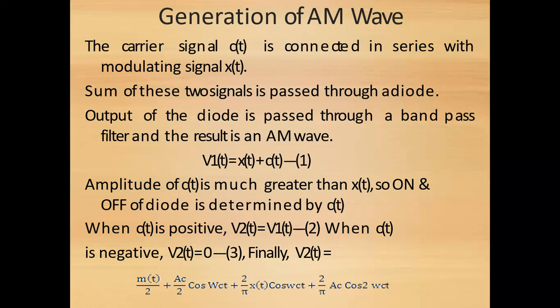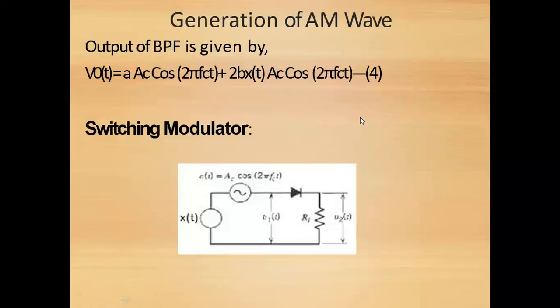We all know that for a signal there will be a positive half cycle and a negative half cycle. Then coming to the negative half cycle of the carrier signal, as the switch opens, the output will be 0. Why? Because there won't be any path to flow the input, so this opens, and the output V2 of t will be 0.